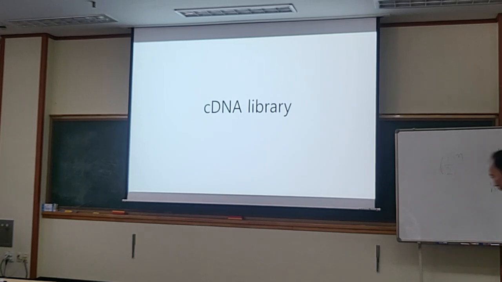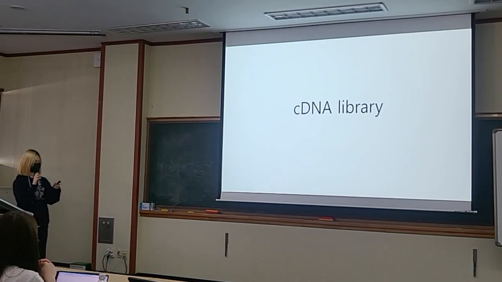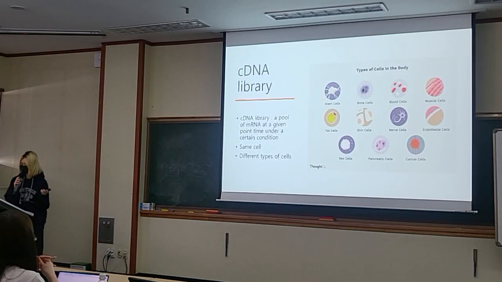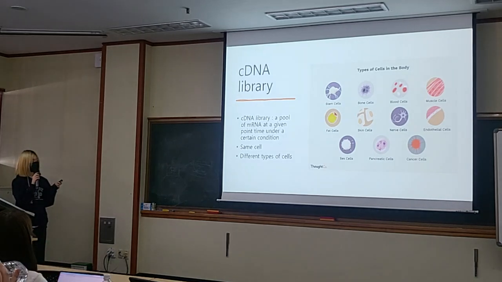Hello, my name is Shin Hongju, and today I'm going to talk about cDNA library. In our cell there are lots of DNA sequences, but not all the sequences are transcribed at the same time. Only a few are transcribed at one time under a certain condition. So in the same cell there would be different transcription at a given point in time, which means they can have different cDNA libraries in the same cell. Likewise, different types of cells such as neurons, skin cells, and stem cells would have different transcriptions too, because different genes are expressed in each cell.